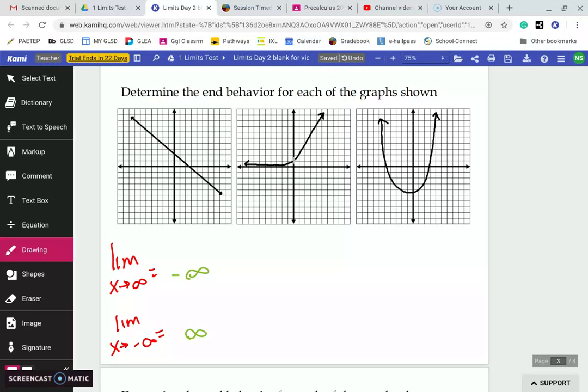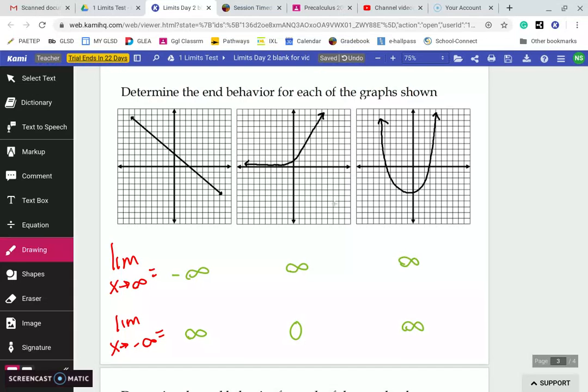Here, moving to the right, my graph is going towards positive infinity, and to the left, my graph is moving towards 0. Again, these are always y values. And here for my third one, what are my y values doing? Well, they're both going to infinity.